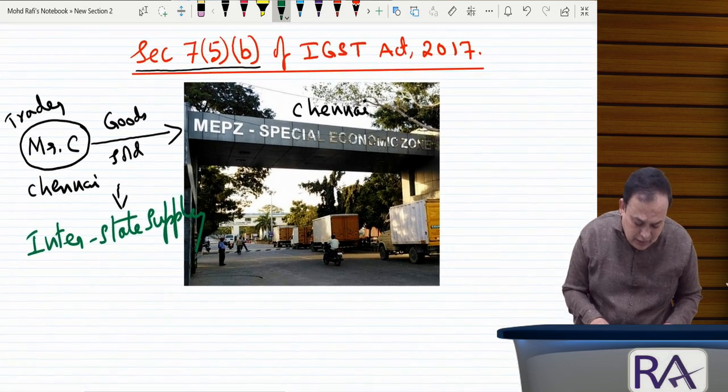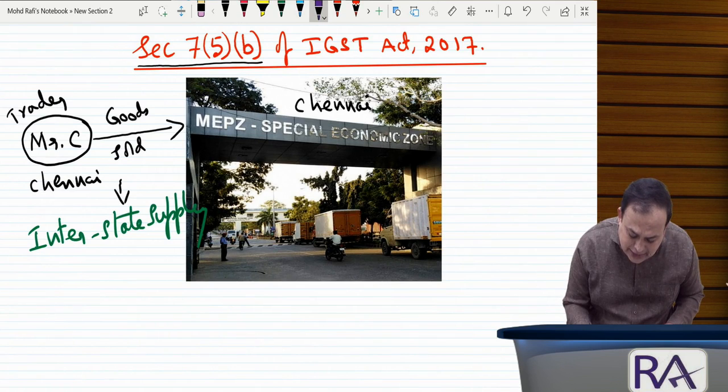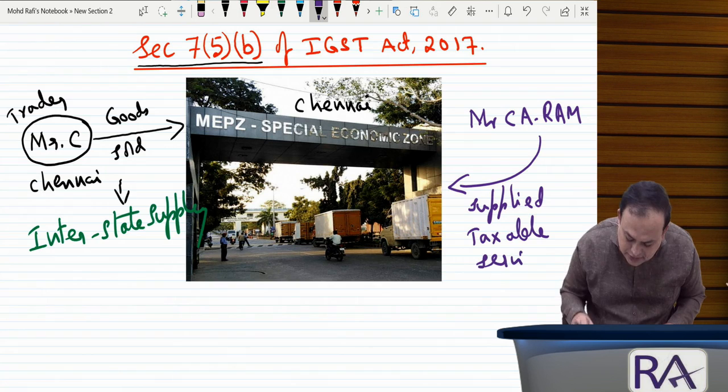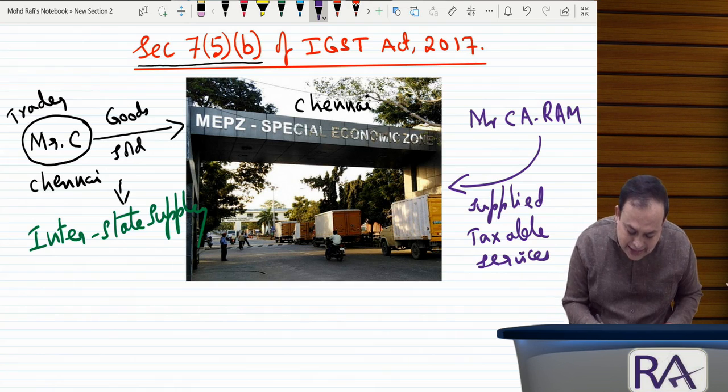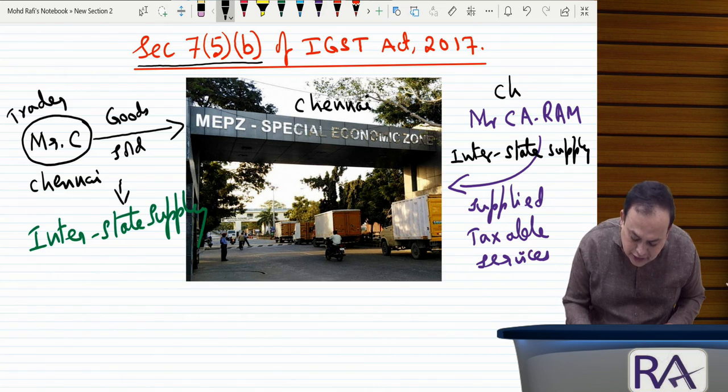At the same time, you may supply services also. For example, you are Mr. CA Ram, a practicing CA. You provide taxable services. Then we call it interstate supply. You, being Ram, may be from Chennai.